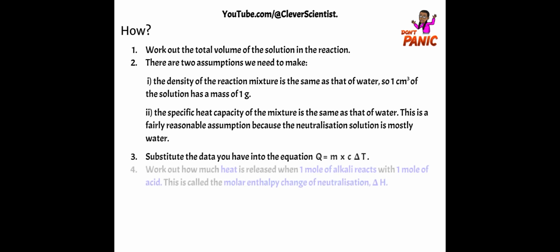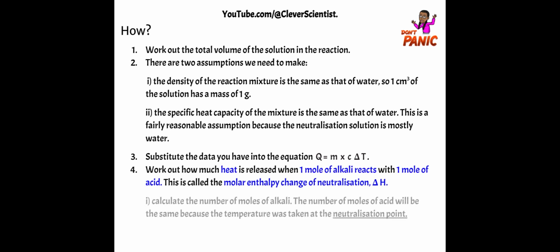The other assumption that we need to make is that the specific heat capacity of the mixture is the same as that of water. And this is a fairly reasonable assumption to make because the neutralisation solution is mostly water. Okay, next, all we do is substitute the data we've got into the equation. And then we've got to work out how much heat is released when 1 mole of alkali reacts with 1 mole of acid. And this is called the molar enthalpy change of neutralisation.